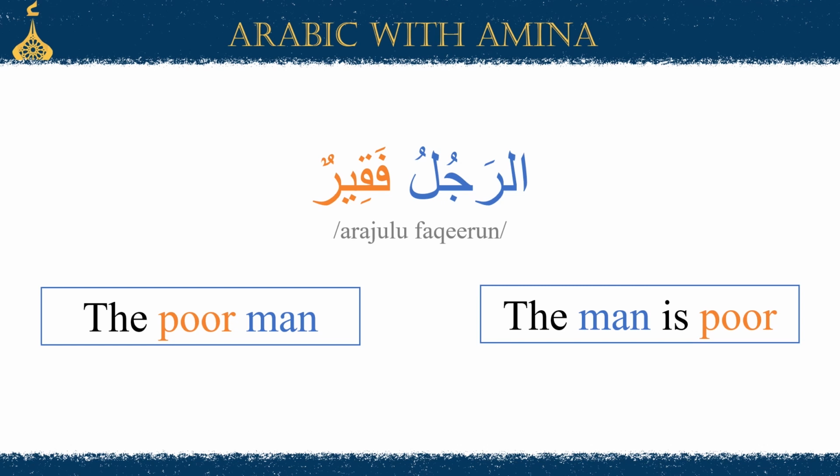So we actually already covered this topic when we were talking about the adjective matching the noun in definiteness. As we can see here, the adjective poor or faqir does not match the noun الرجل in definiteness. The noun is definite, whereas the adjective is indefinite. So we are not using the word poor as an adjective and saying the poor man. Instead, we are saying the man is poor. If we were to say the poor man, the noun and the adjective would have to match in definiteness. So it would be الرجل الفقير.